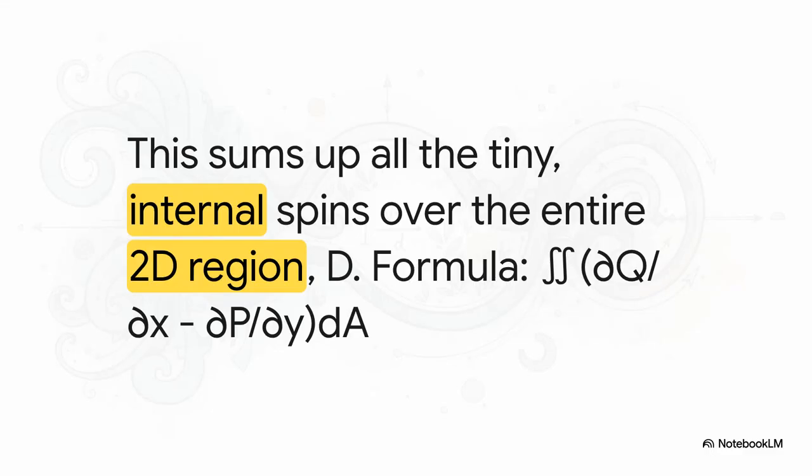And Green's theorem tells us that line integral is, get this, exactly equal to this thing, a double integral. So instead of walking along the curve C, we're now looking at the entire 2D region D that the curve surrounds. This side of the equation is how we add up all those tiny internal spins.